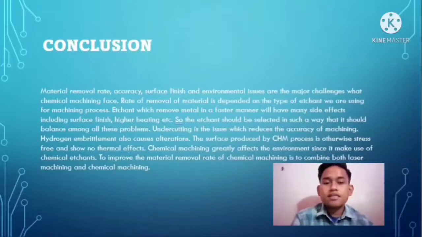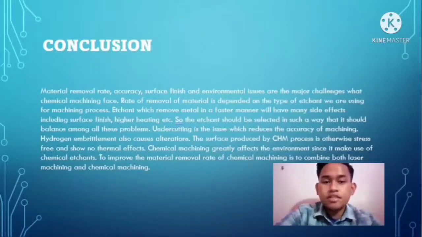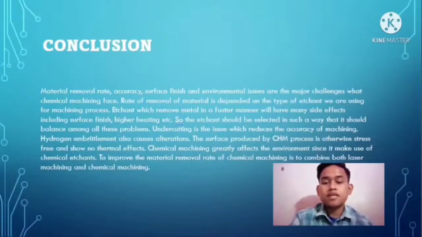Undercutting is an issue which reduces the accuracy of machining. Hydrogen embrittlement is a concern, but the chemical machining process is otherwise stress-free and shows no thermal effects. Chemical machining greatly affects the environment since it makes use of hazardous etchants. To improve the material removal rate of chemical machining, one approach is to combine both laser machining and chemical machining.